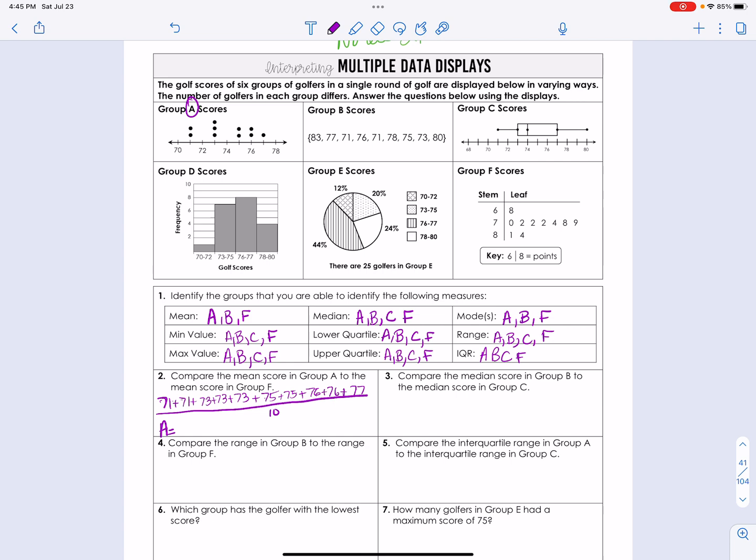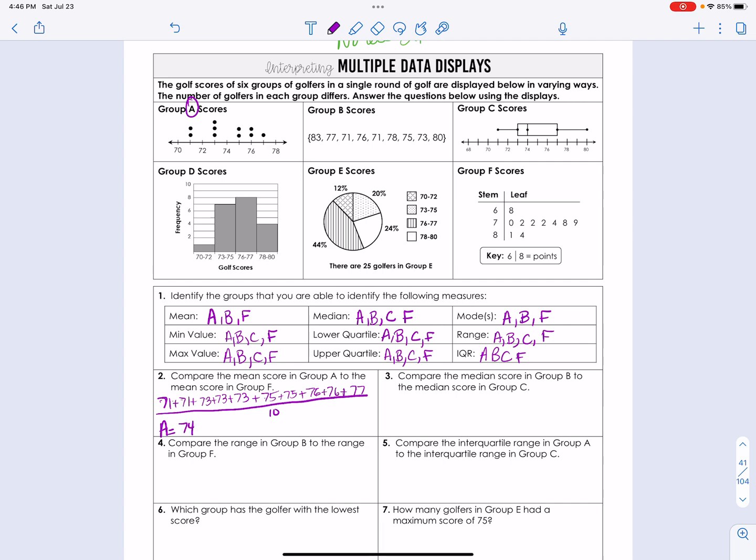So I'm doing 71, 71, 73 plus 73 plus 73 plus 75 plus 75 plus 76 plus 76 plus 77. So I have all of those, and then I'm dividing by 10, and I got 74.